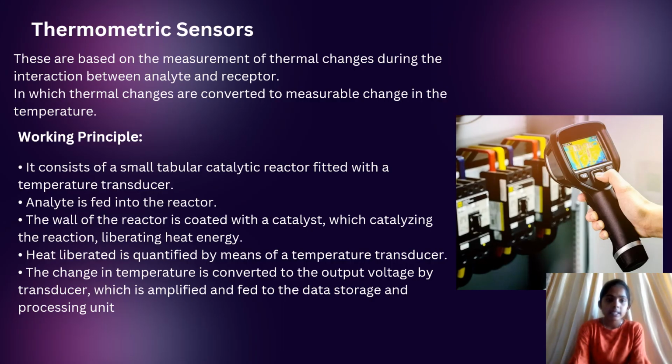Thermometric sensors. These are based on the measurement of thermal changes during the interaction between analyte and receptor, in which thermal changes are converted to a measurable change in temperature. Working principle of thermometric sensor: it consists of a small tubular catalytic reactor fitted with a temperature transducer. Analyte is fed into the reactor.